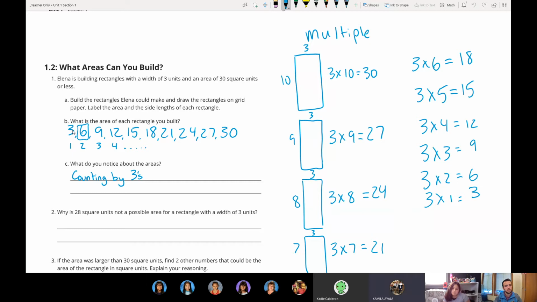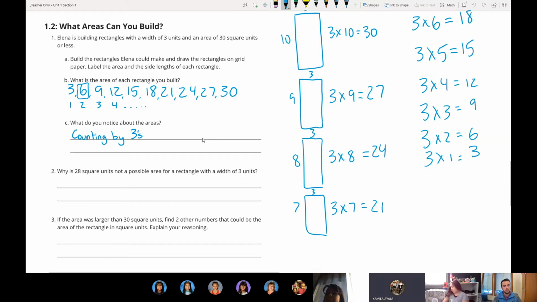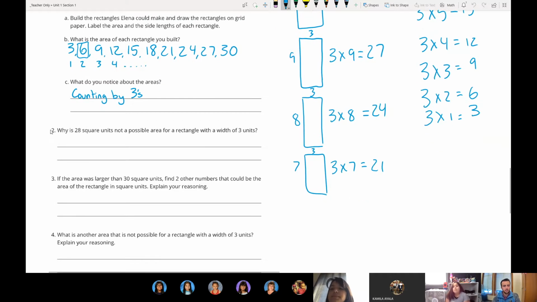Does that make sense? Yeah. So we'd say that 15 is a multiple of 3 because we can multiply 3 by 5 to get 15. 27 is a multiple of 3 because we can multiply 3 by 9 to get 27. Okay. Does that make sense, Camila? Yep.